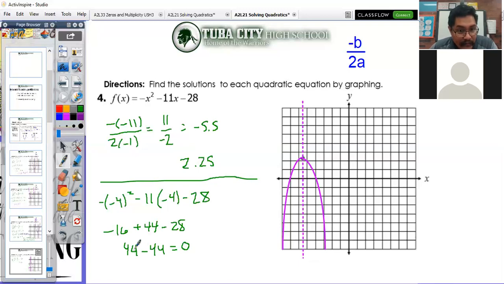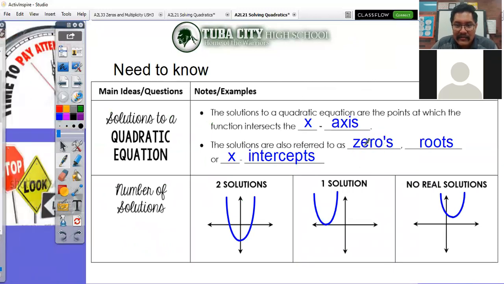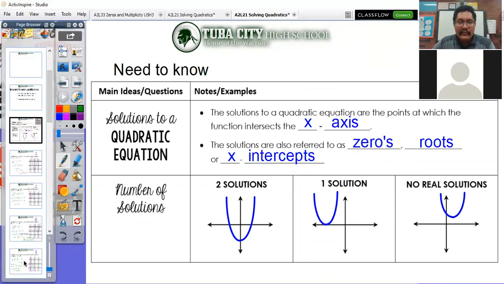And that's true because when you're working with these algebraically, you might remember setting your equation equal to 0. So if I have -x squared minus 11x minus 28 equals 0, that is true because if I plug in -4, that will be 0, which is why we call this a zero. The solution is also called the zero, okay? Because it's where the function, where the numbers equal 0.